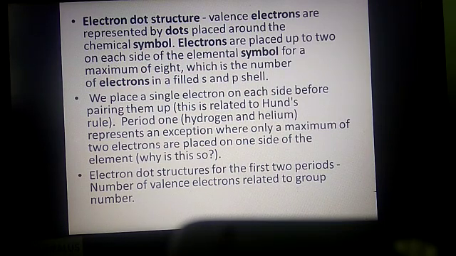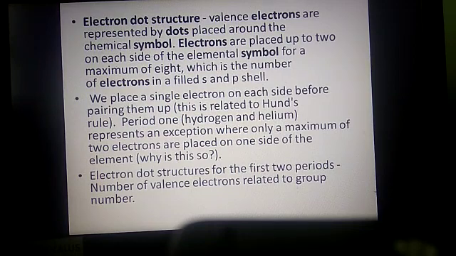The paired electrons are represented by a pair of dots, whereas unpaired electrons in the outermost shell are represented by a single dot. So, in the electron dot structure, valence electrons are represented by dots placed around the chemical symbol. Electrons are placed up to 2 on each side of the elemental symbol, for a maximum of 8. So, the electrons are filled in the s and p shells.